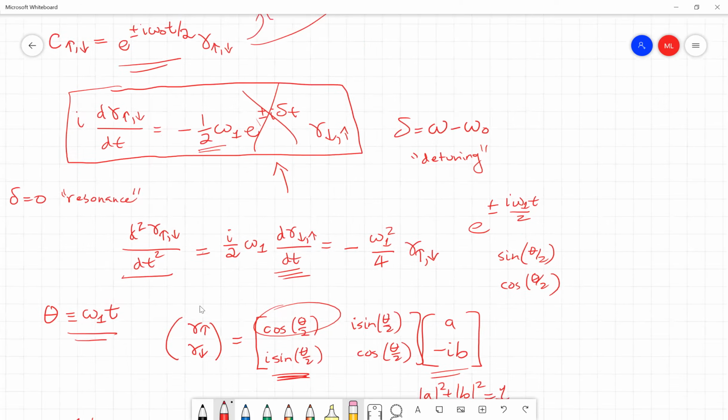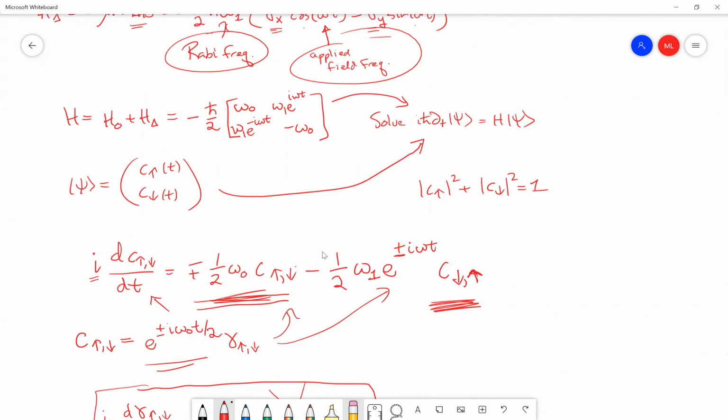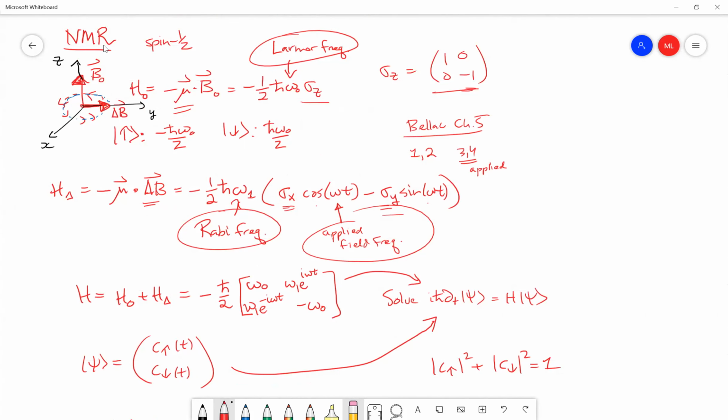NMR. Well, I didn't really tell you how it's related to NMR, but we sort of covered the N. I'm not going to tell you how the actual apparatus works, but this is the physics of it anyway. So the physics of a spin in a static field with an applied oscillating field in the perpendicular direction.